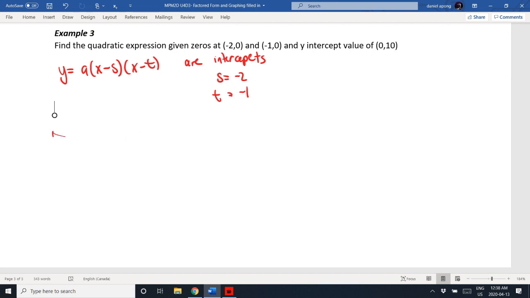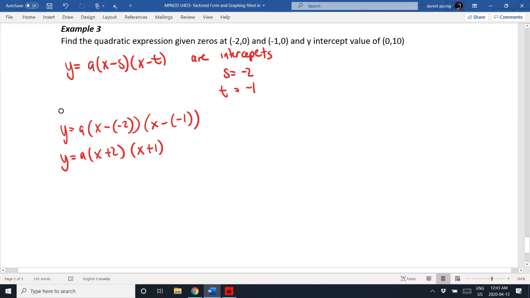So we have y is equal to a bracket x minus s, which is negative 2, close bracket, and then x minus t, that's a bracket. Okay, and so we can simplify that in the bracket already. We have those double signs. Two negatives make a positive, so it'll be a bracket x plus 2, bracket x plus 1. Okay, so the only thing that we're missing now is the value of a.